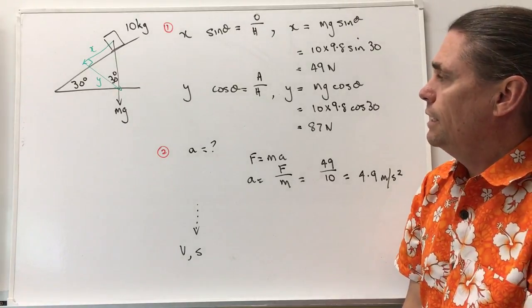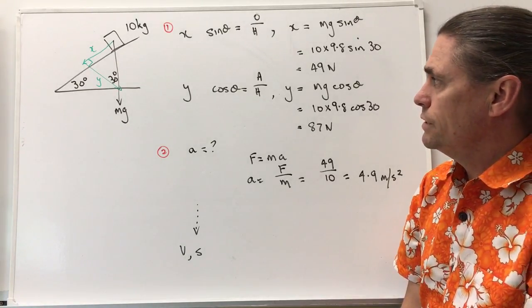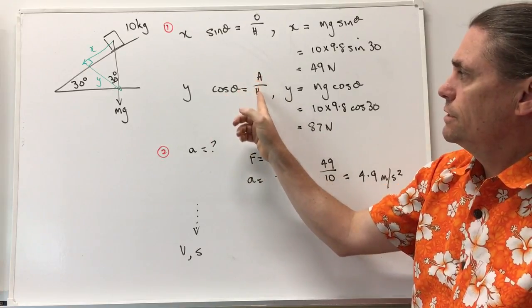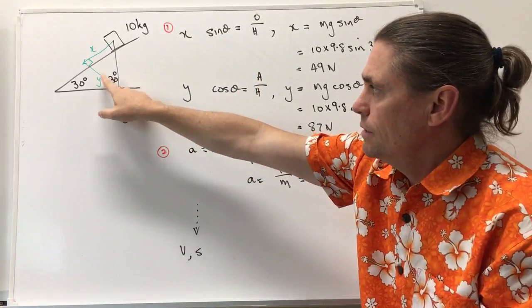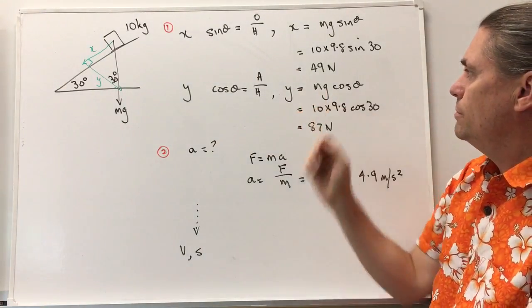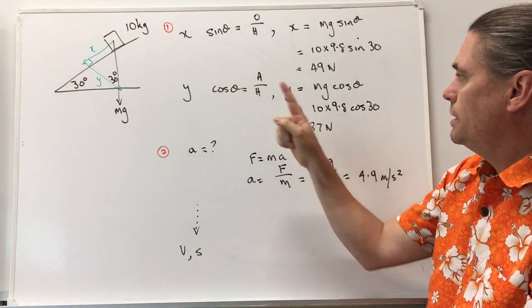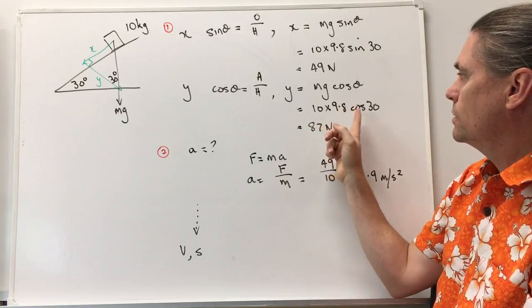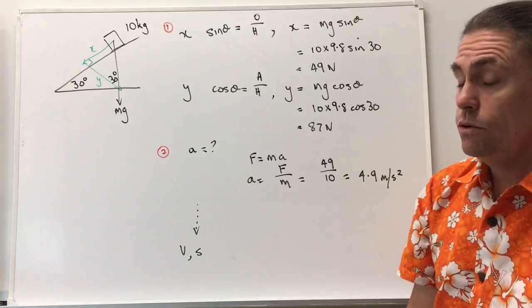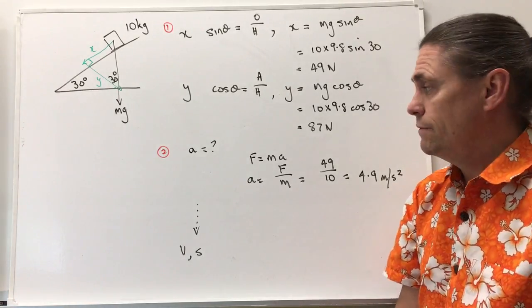If we wanted to calculate the normal force on this object, we would use the relationship that cos is adjacent over hypotenuse, this one over this one, to calculate y. So we get y equals mg cos theta. We've got 10 kilos, 9.8 meters per second squared times cos of 30. So we've got a y value here, or a normal force, of 87 newtons.